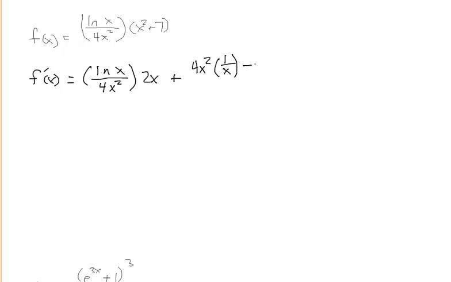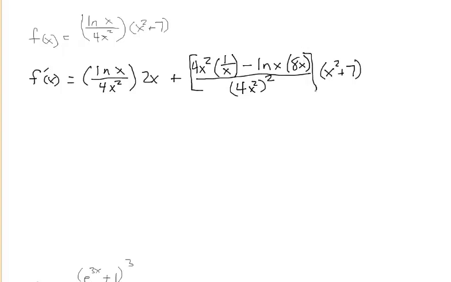minus the first term times the derivative of g of x. So that's 8x. All divided by the denominator squared, 4x squared all squared. And then times the second term, x squared plus 7. So here, everything that I'm about to bracket, this was all the derivative of our first part of our function. And that turned into the quotient rule.